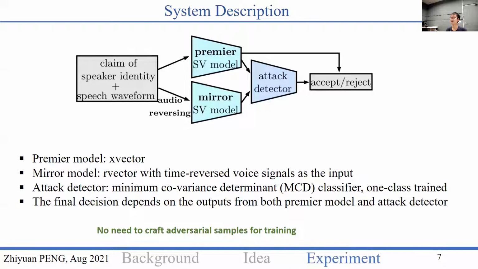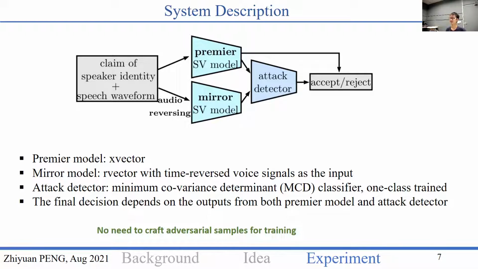Here is the structure of our proposed SV system that incorporates an attack detector inside. It contains two SV models that output a pair of scores. The primary score model is a well-known X vector. It has some pre-trained model released and publicly available. The mirror one is R vector, with time-reversed voice signals as the inputs. The aim is to make it unique and enlarge its difference to common designs. The reversing also keeps all speaker-related information, and it does not affect SV performance.